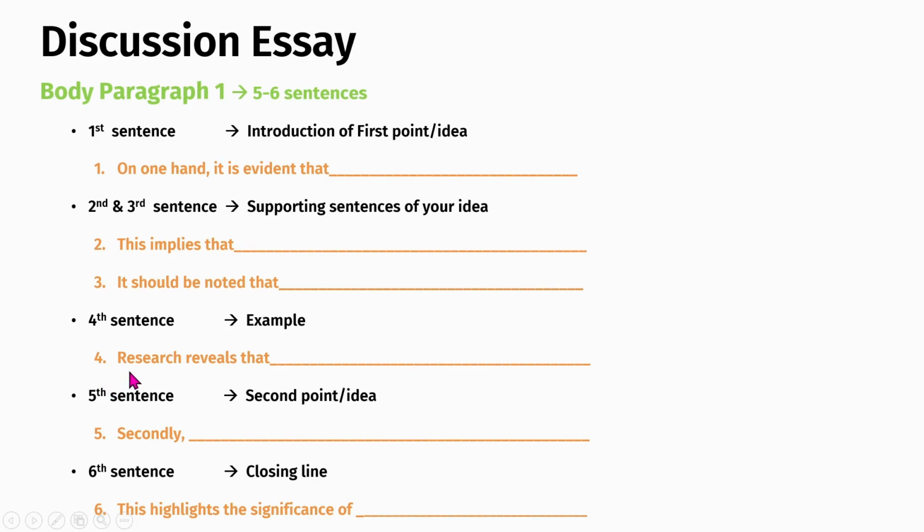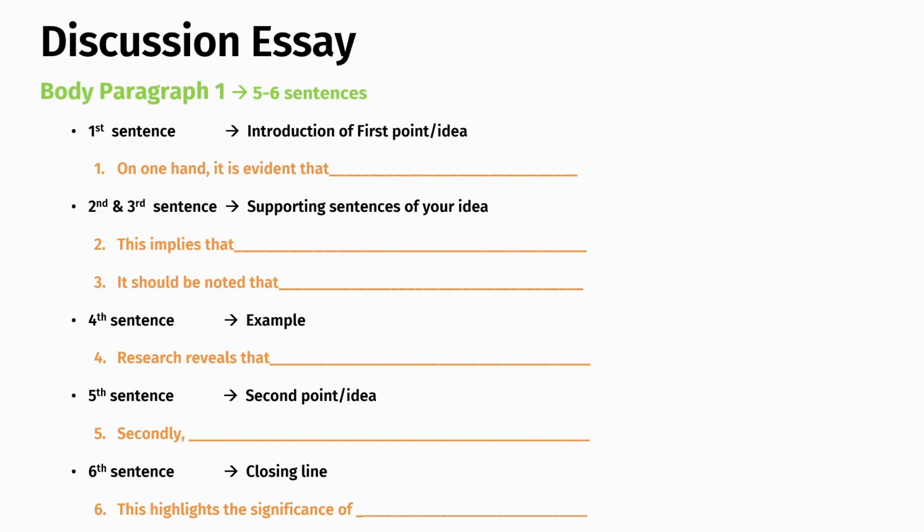The fourth sentence says research reveals that, then an example or something related to your first point. You have to write it in the fourth line. Now we have the fifth sentence, which is the introduction of your second point or idea, and you can write it as secondly, and that's the second point. Now your sixth sentence is a closing line, so you have written everything about that point of view, that side. Now you have to close it, so you can write it as this highlights the significance of. This is the template of body paragraph 1.